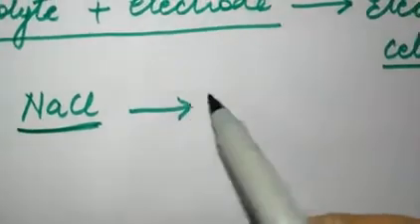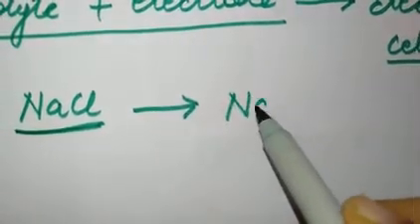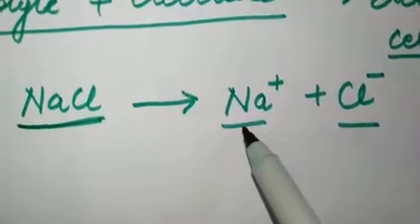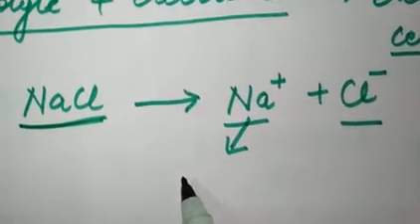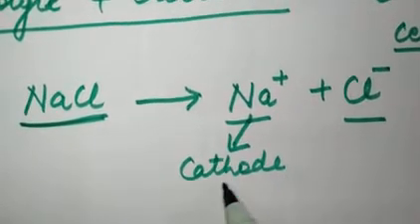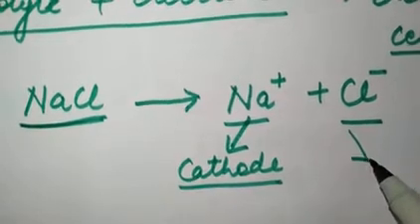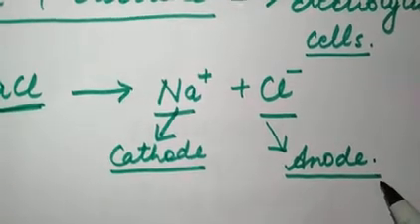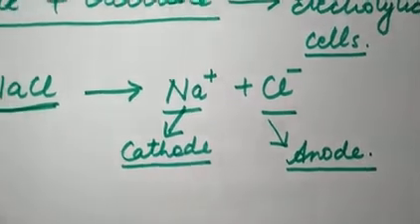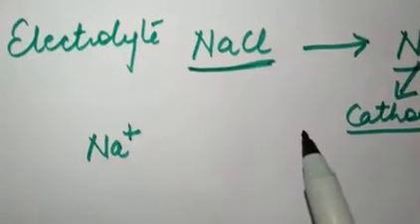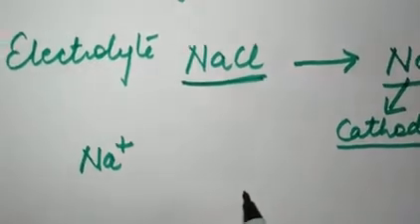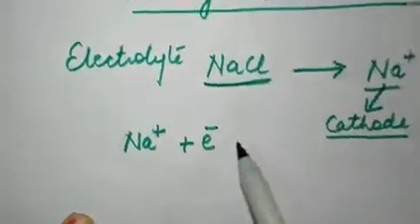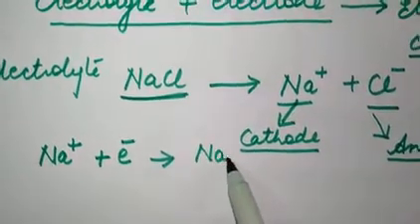Now, what will happen? It will dissociate, it will divide into its ions, a positive ion and a negative ion: sodium ion and chloride ion. Then what will happen? These sodium ions are going to move towards the cathode, the negative electrode, and chloride ions are going to move towards the anode, the positive electrode. The sodium ions which have moved towards the cathode will gain an electron to become neutral, and this will become sodium.